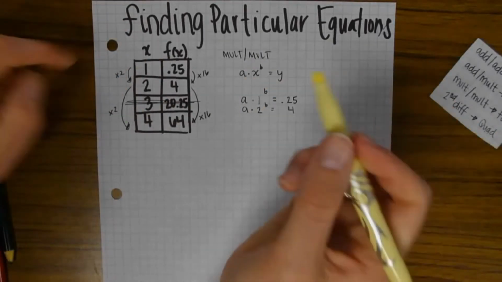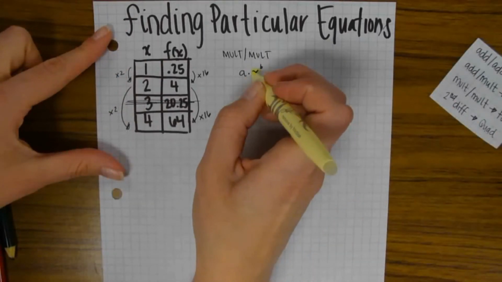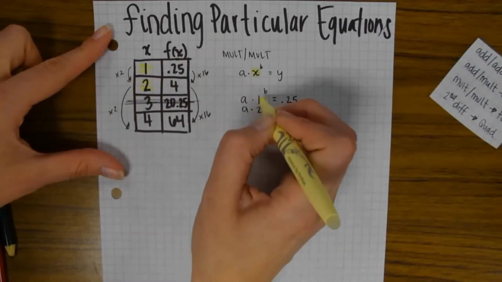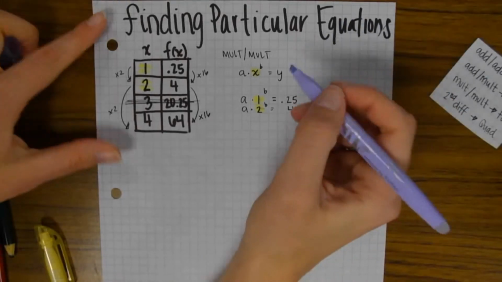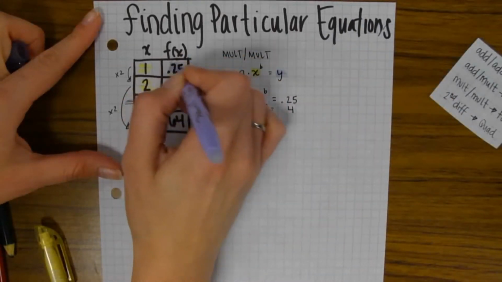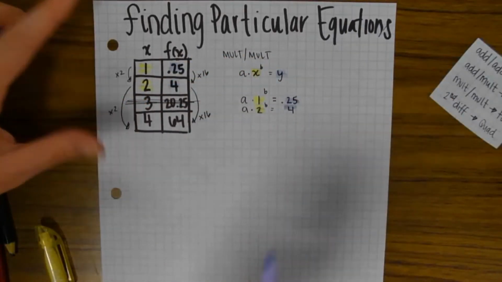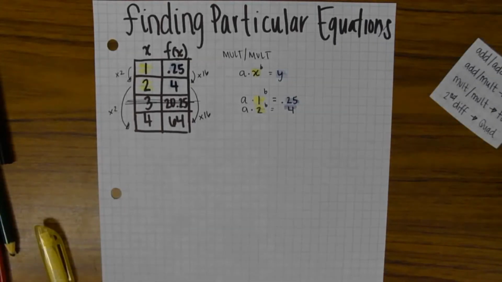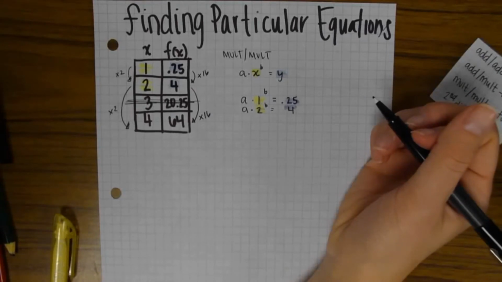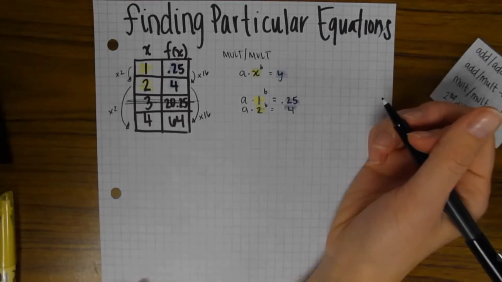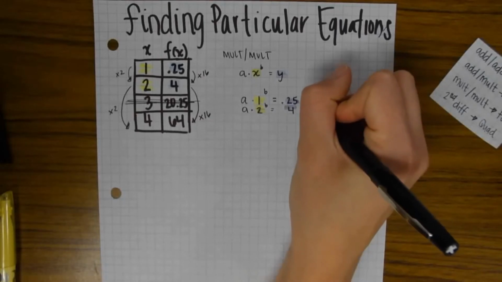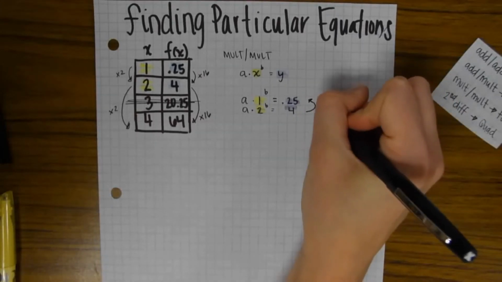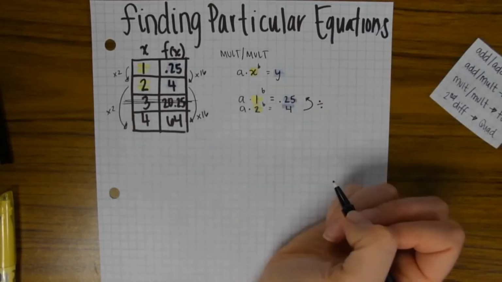And so just to make it a little bit easier to see, I'll highlight my x's. That's where all those numbers came from. And then this is where my y's came from. Now, I need to try to figure out what a and b are. Let's divide our second equation by our first equation. A divided by a is 1.